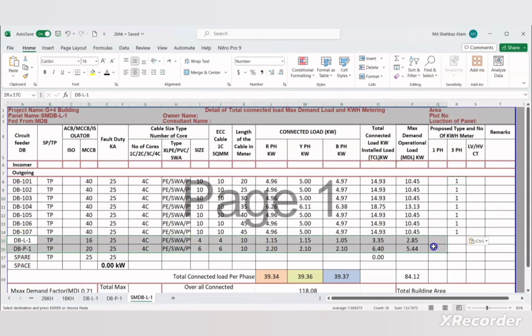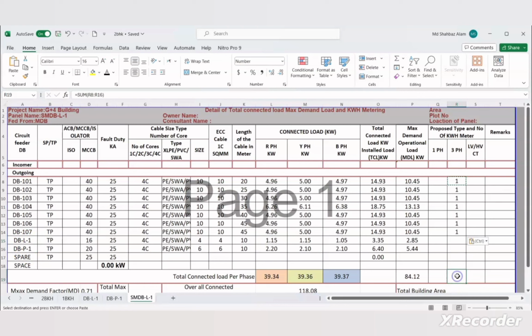But for DBL1 and DBP1, it is a common load, so there is no need of a separate kWh meter for DBL1 and DBP1, because there will be an overall meter in the building, and that consumption will be considered in that kWh meter.